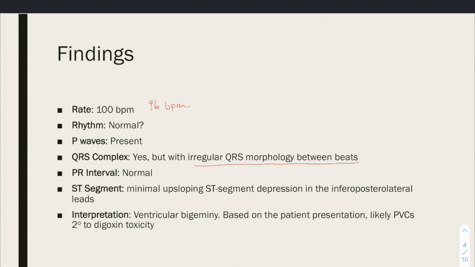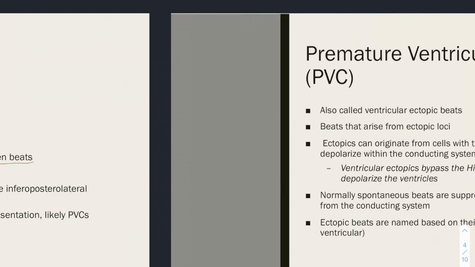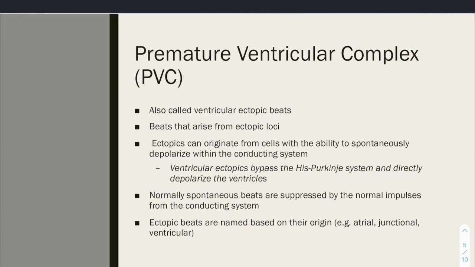And then what do we have here? This is a case of ventricular bigeminy, which is a subtype of premature ventricular complexes, and that is in a patient that likely is secondary to digoxin toxicity. And if you think back to the highlighted aspects in the vignette, that was kind of the clue to digoxin toxicity. So let's talk about PVCs.